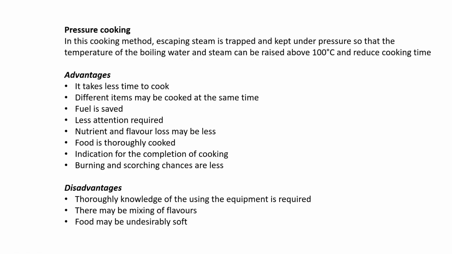Next is pressure cooking. In this method, escaping steam is trapped and kept under pressure so that the temperature of the boiling water and steam can be raised above 100 degrees Celsius, reducing cooking time. The advantages include it takes less time to cook, different items may be cooked at the same time, fuel is saved, and less attention is required. Nutrient and flavor loss may be less here.